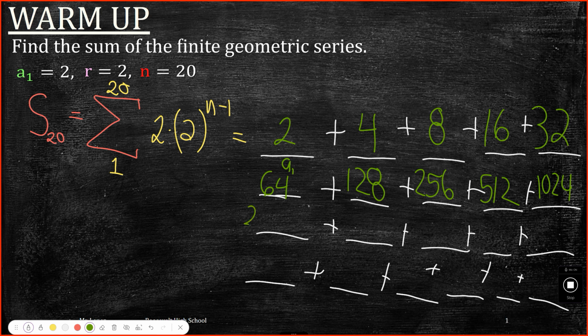2,048. Then 4,096. Times 2 is 8,192. Times it by 2, 16,384. Now, you see the tediousness of this.